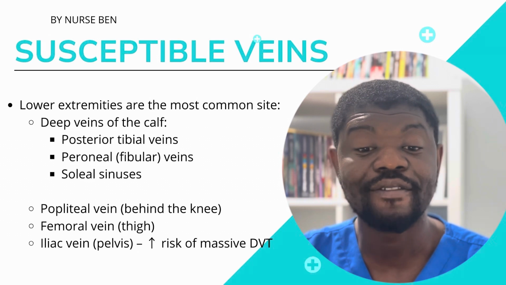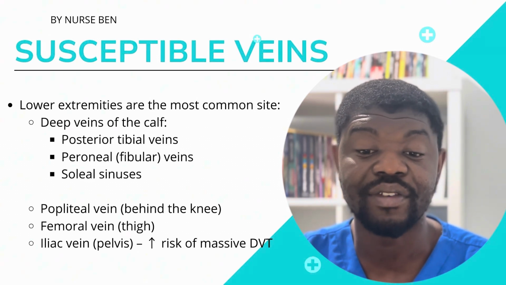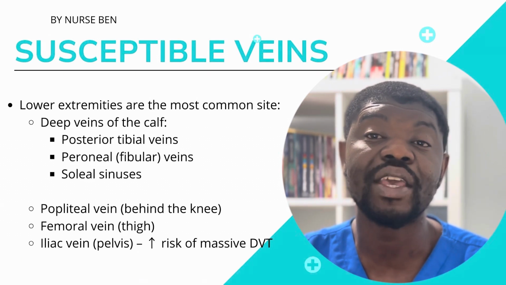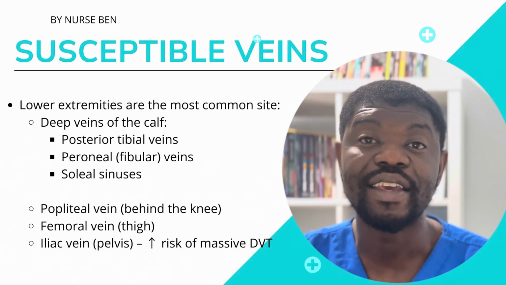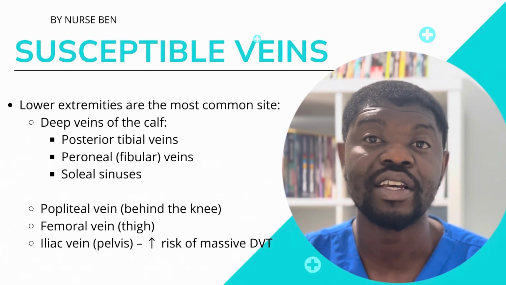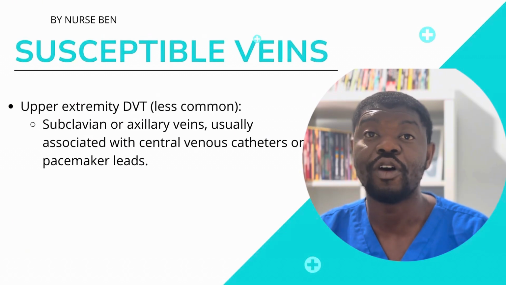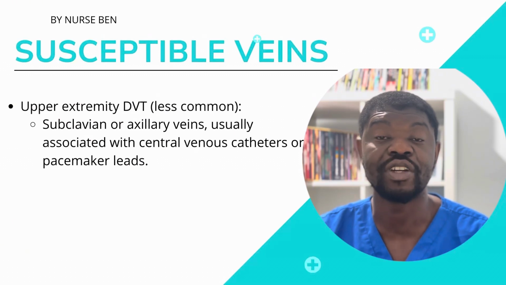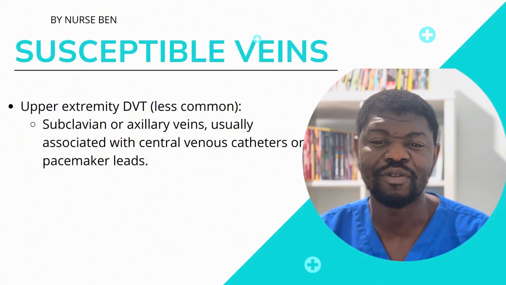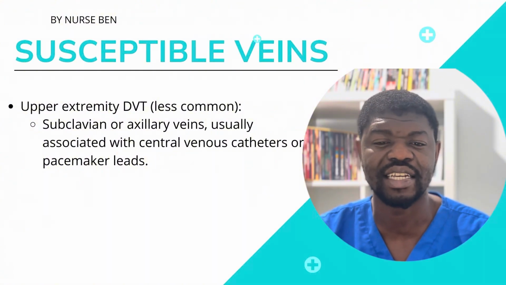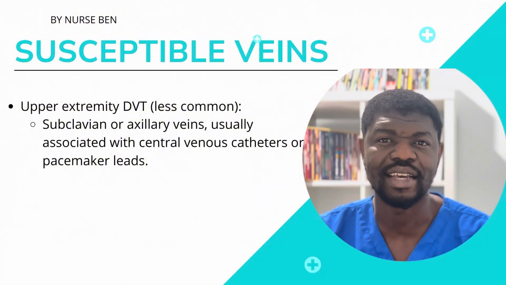Now the iliac veins, that's the veins in the pelvis, can also be a site where DVT easily forms, especially after hip replacement surgery. In the upper extremities, these are less common, but you can have some DVTs in your subclavian or your axillary veins. These are usually associated with when you have central venous catheters or pacemakers inserted.